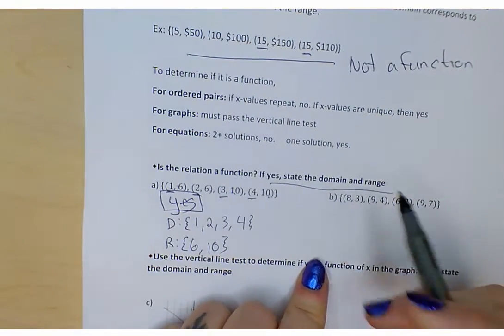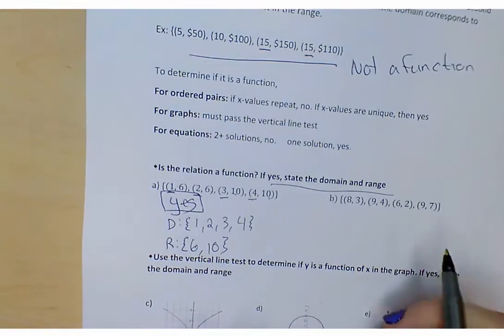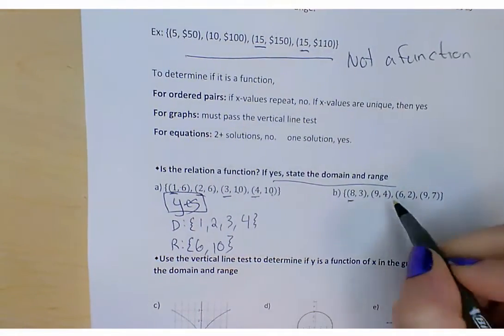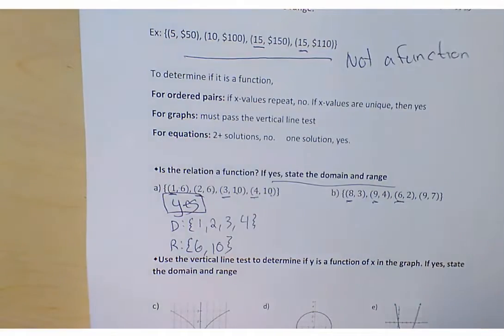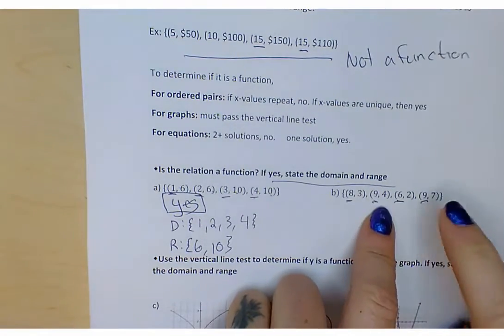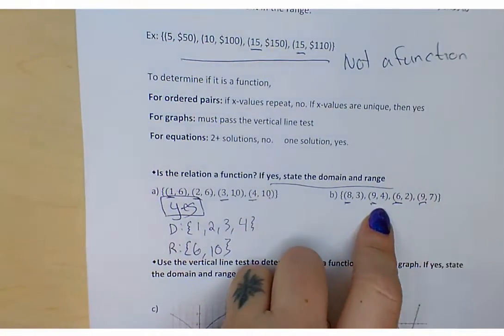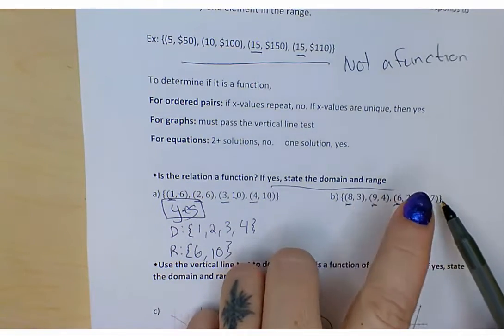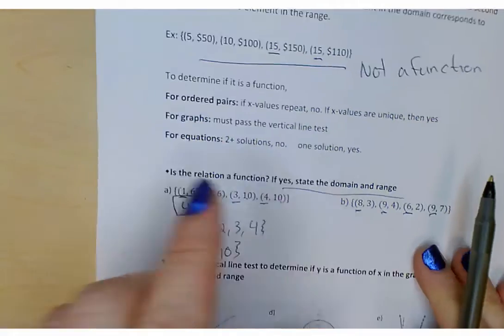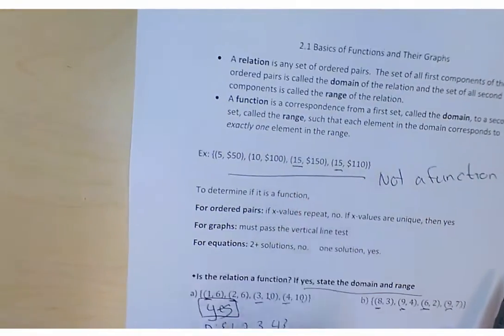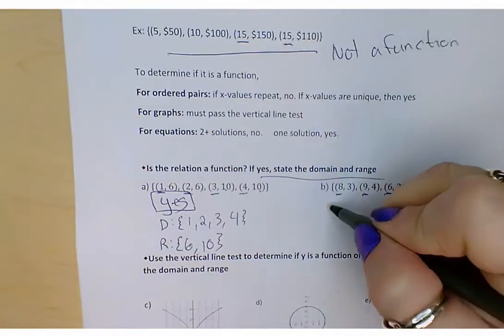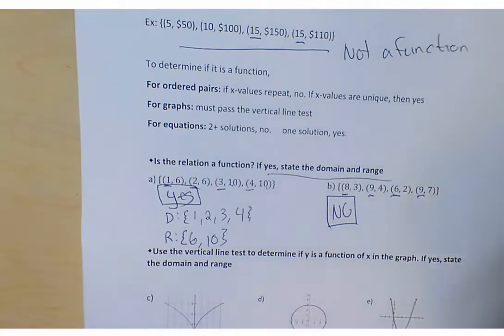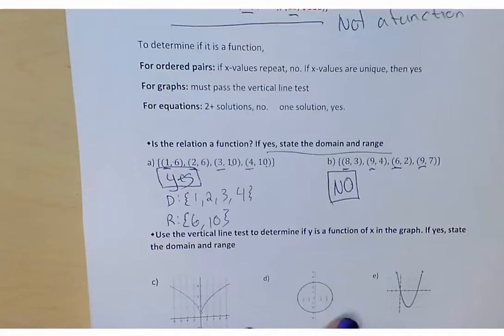Next example, again, let's answer our question, is the relation a function or not? So let's look at our x values. 8, 9, 6, 9. We have two 9s. Our x values repeat. They are not unique. When we plug in a 9, we're getting two different values here, right? So same situation as this one here. That's what we do not want. So no, this is not a function. And if it is not a function, there is no need to list the domain and the range.